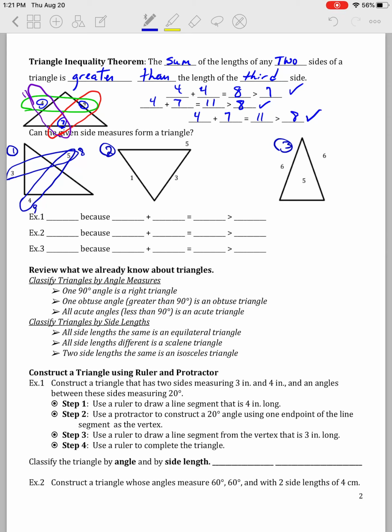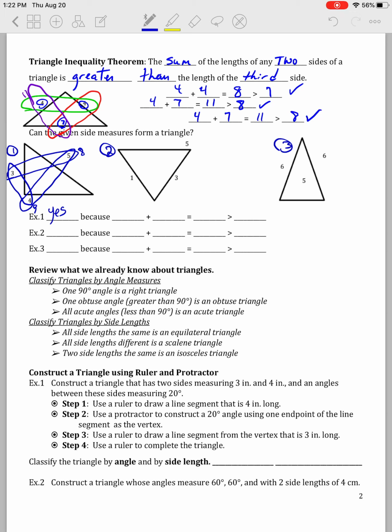5 plus 4 is 9. Is that greater than 3? It is. And 3 plus 4 is 7. Is that greater than the 5? It is. So yes, triangle number 1 can be a triangle.